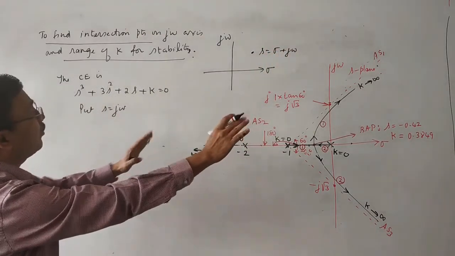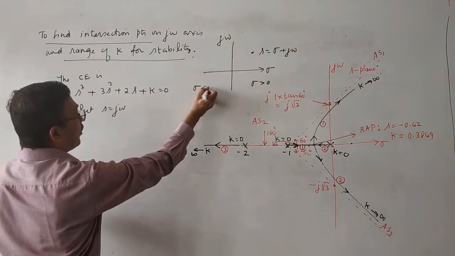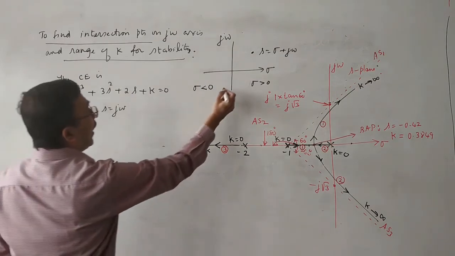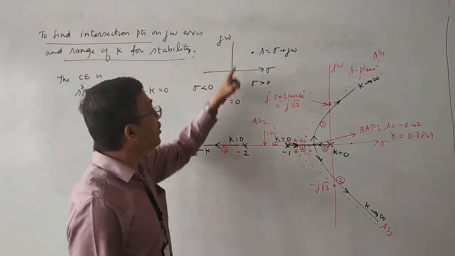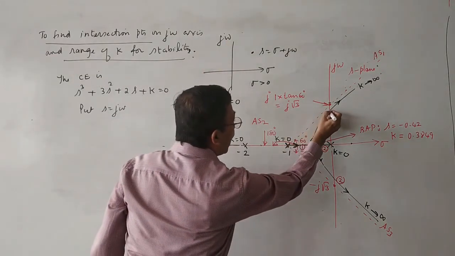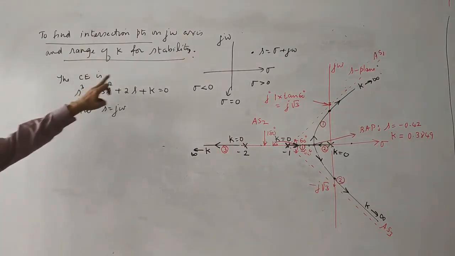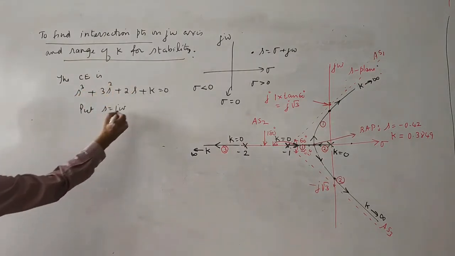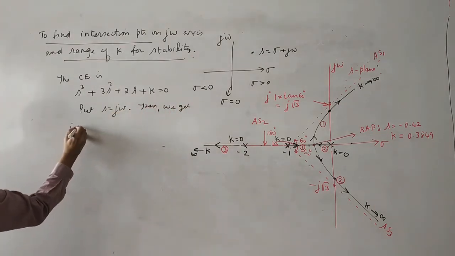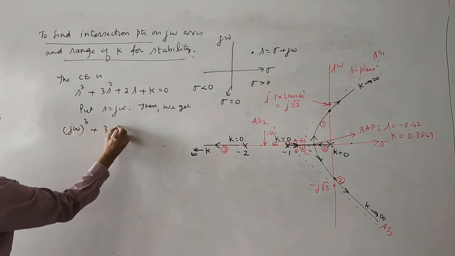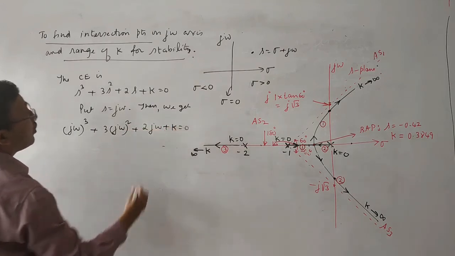You take any point in the S plane, it is defined by sigma plus j omega. Right hand side of the S plane means sigma greater than 0. Left hand side of the S plane means sigma less than 0. J omega axis means sigma equal to 0. When sigma is 0, what is S? J omega. Therefore, if you want to find these intersection points, you have to put S equal to j omega in the characteristic equation. Then we get (j omega) whole cube plus 3 into (j omega) whole square plus 2 j omega plus K equal to 0.